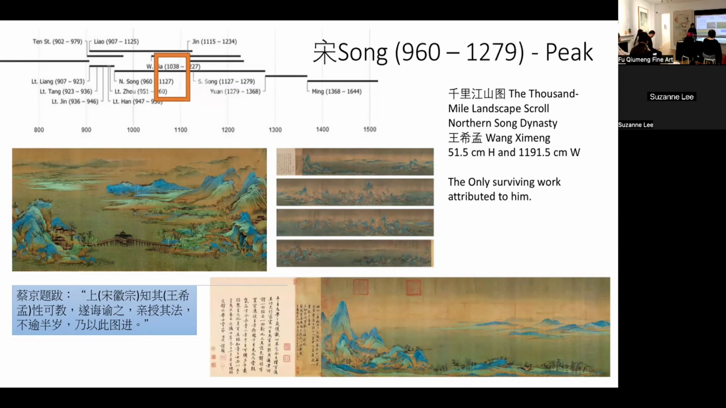This is also the only surviving work attributed to Wang Ximeng. It's a legendary piece, as we can see from the end of this hand scroll, where Cai Jing tells the story of Wang Ximeng. Song Huizong found Wang Ximeng very talented, so he taught him himself. And within only half a year of this teaching, Wang Ximeng handed in this splendid blue-green landscape scroll to Song Huizong.